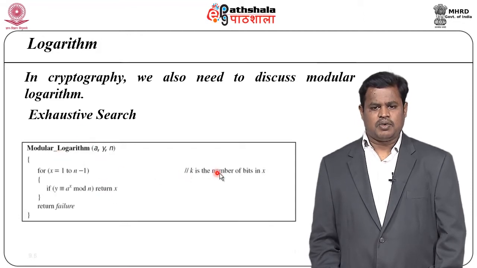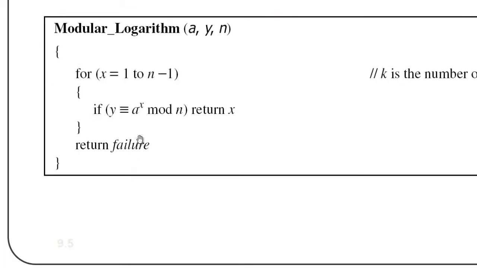If k is the number of bits in x, then for x from 1 to n minus 1, we do the exponentiation and try to get the value of x. Otherwise, it is going to be a failure.